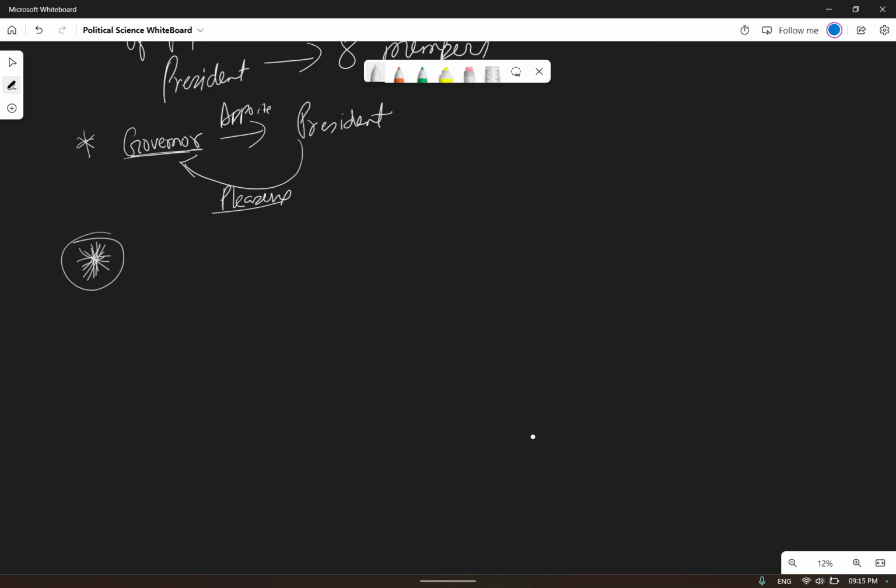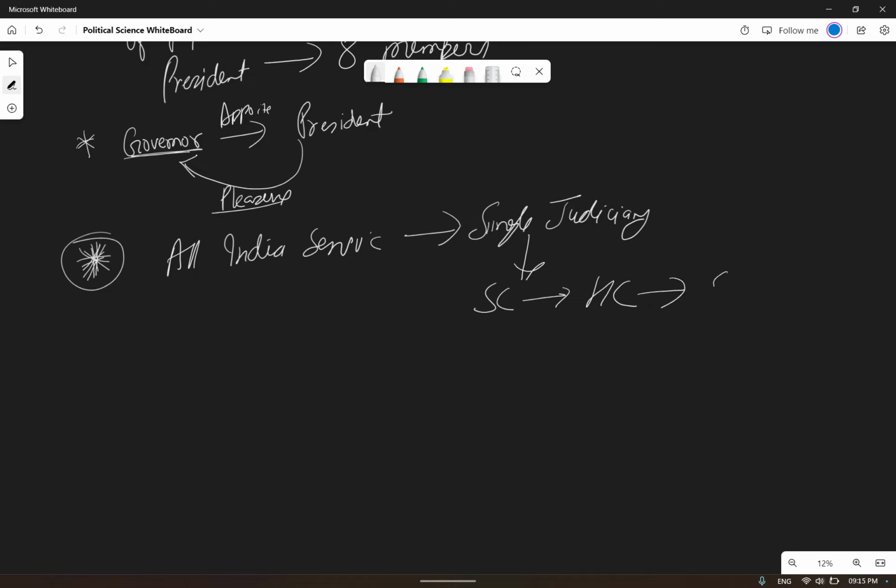And the Indian constitution provides for a single judiciary, a single system of civil and criminal law, and common All India Services. That is a single judiciary: the Supreme Court, then the High Court, then subordinate courts, and the Supreme Court will be the highest.